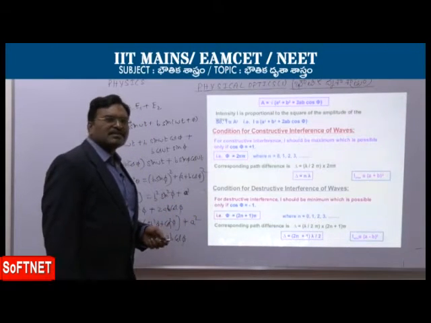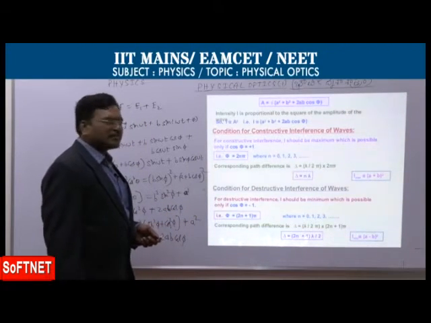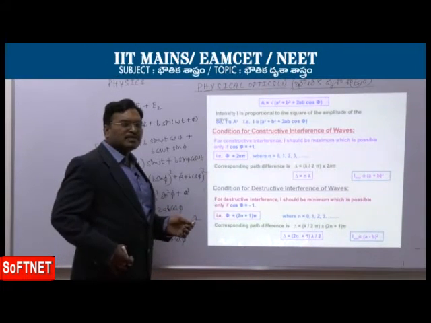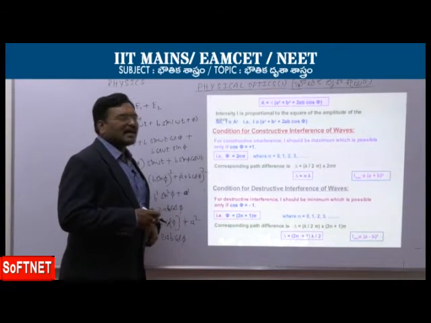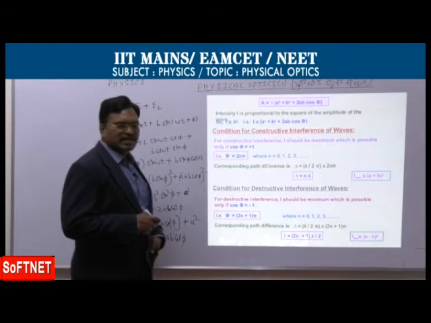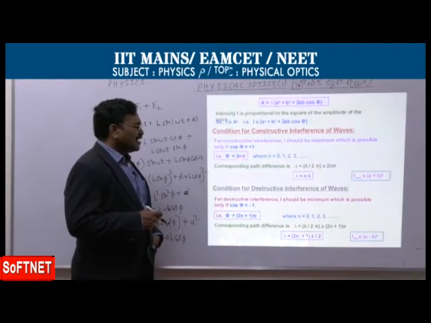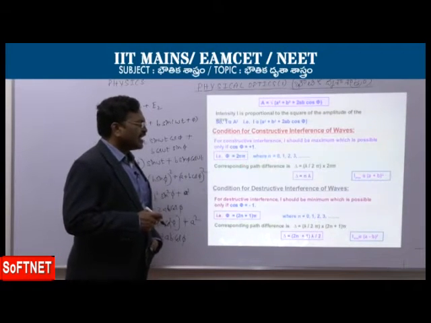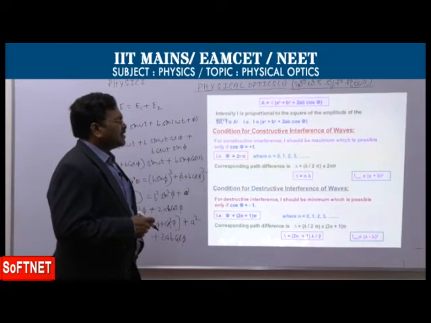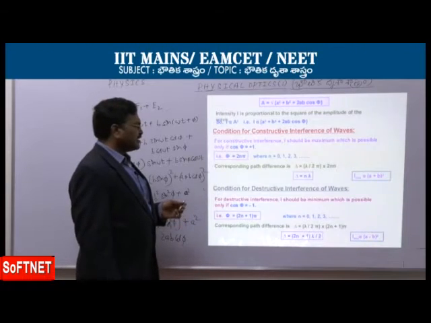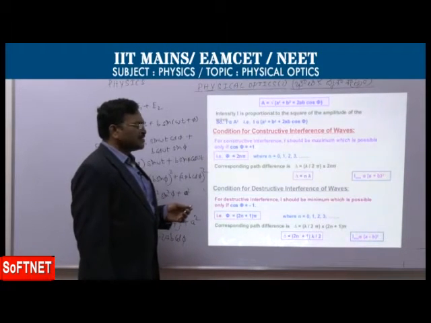If you take 0, cos 0 is 1, cos 2π is 1, cos 4π is 1, cos 6π is 1. Cos 2π is cos 360 degrees, which is also 1. Cos 720 degrees is also cos 0, which is 1, like that. So the maximum value of cos is 1.